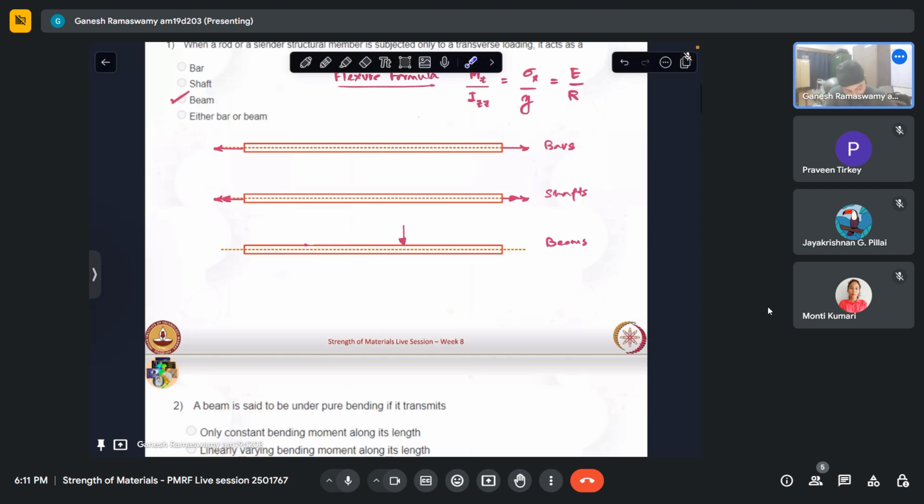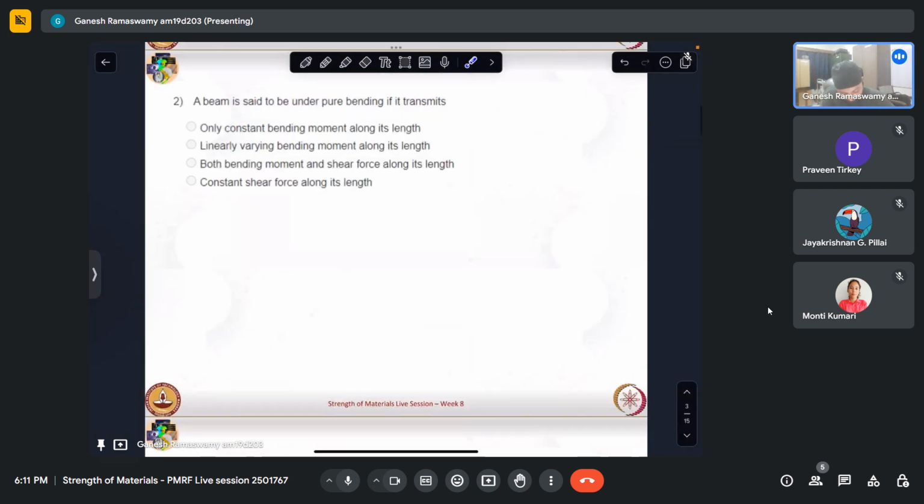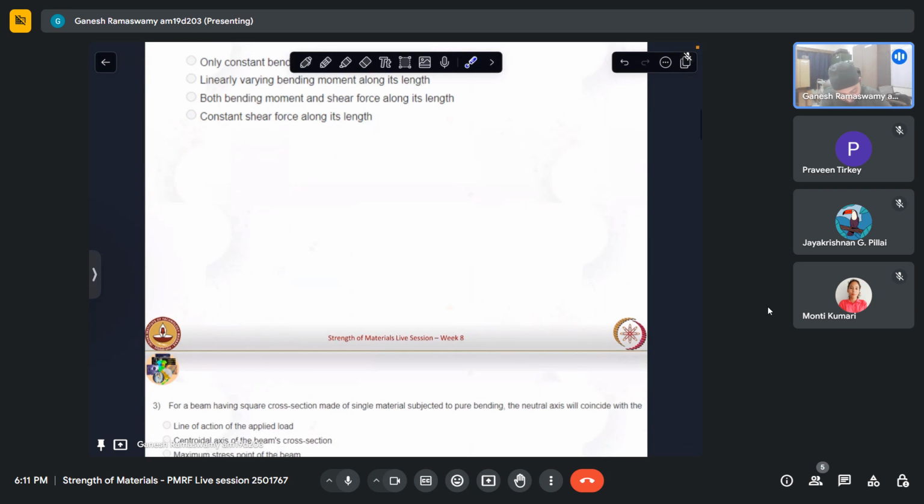All right. So this question says a beam is said to be under pure bending if it transmits what? Only a constant bending moment along its length, a linearly varying bending moment along its length, both bending moment and shear force along its length, or a constant shear force along its length. So why are we looking at this pure bending case?